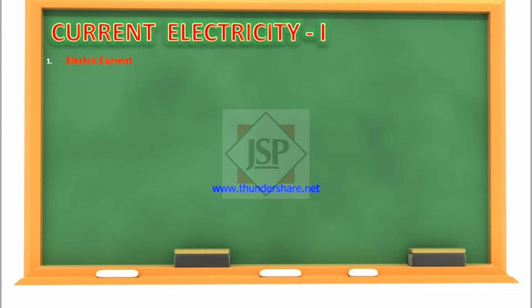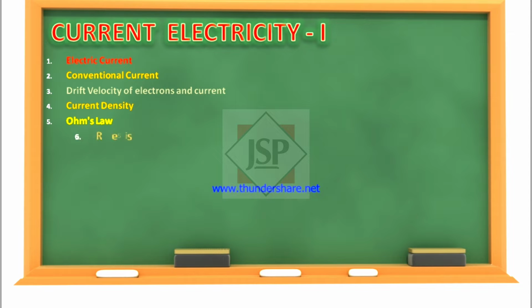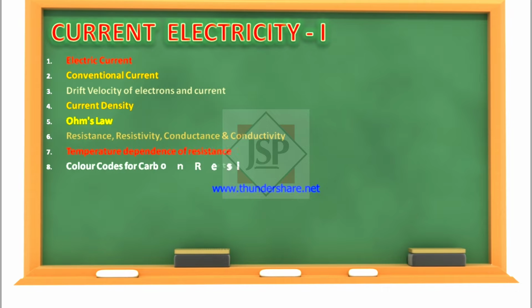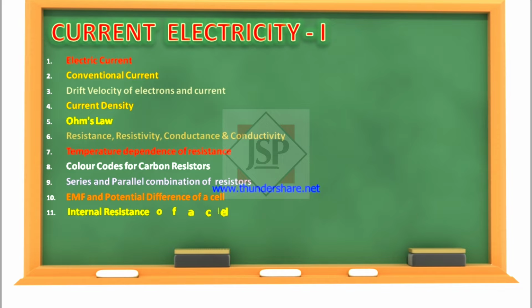Today I am going to explain current electricity. The main topics are electric current, conventional current, drift velocity of electron and current, current density, Ohm's law, resistance, resistivity, conductance and conductivity, temperature dependence of resistance, color codes for carbon resistor, series and parallel combination of resistors, EMF and potential difference of a cell, internal resistance of a cell, series and parallel combination of cells.